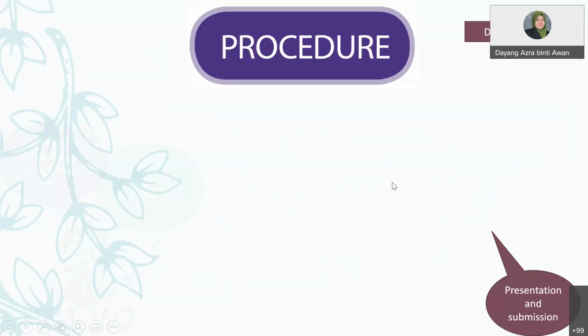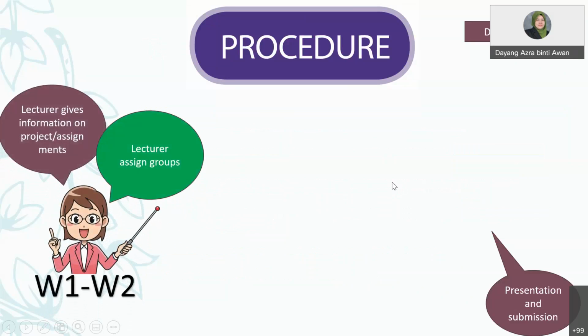Okay, so this is the procedure. Lecturers give information on the project. This one I will not assign you to groups. You will select your own group, or you can decide whether you want to do it on your own. If you want to do it on your own, you can just discuss with me also. No problem. It's just a simple circuit.